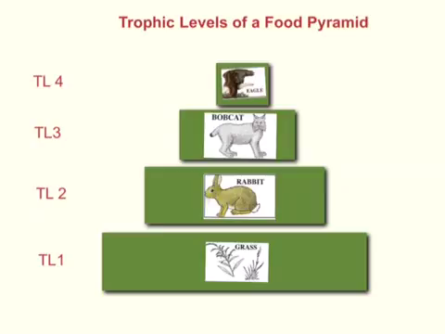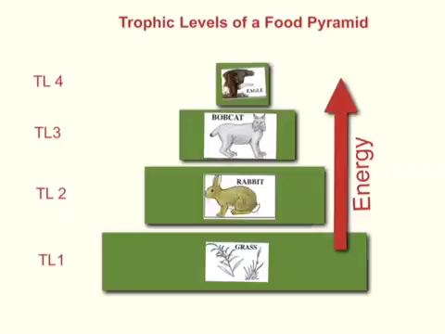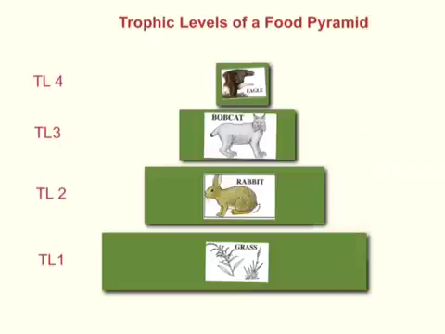To get a better understanding of what is happening in our food chain, we can turn the food chain into a food pyramid. A food pyramid can show us more accurately about the number of organisms at each trophic level and about how much energy is passed up the food chain from one organism to the next.